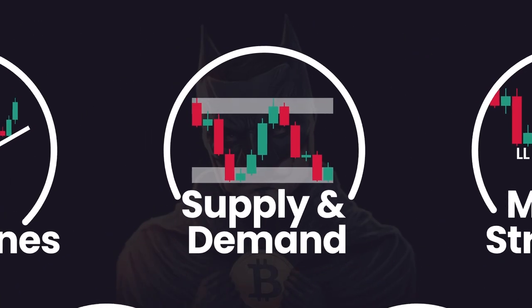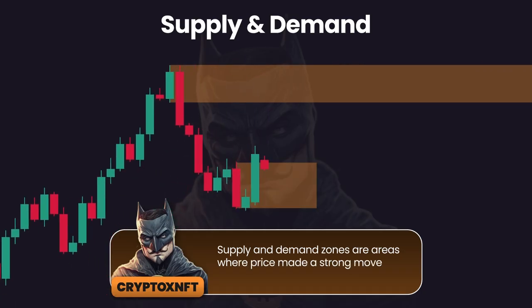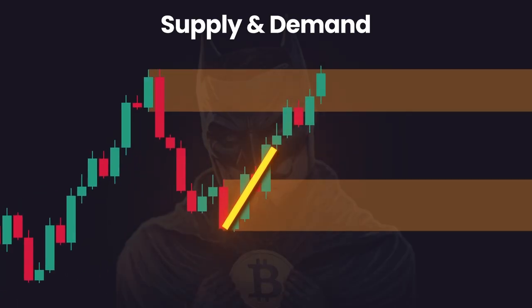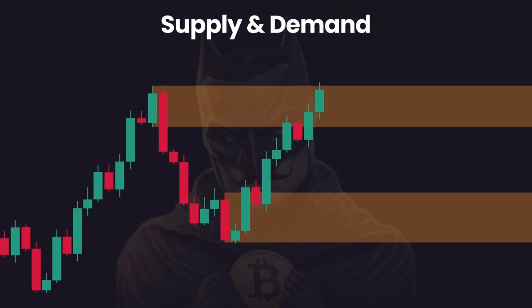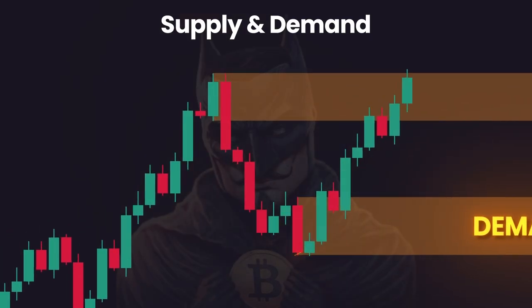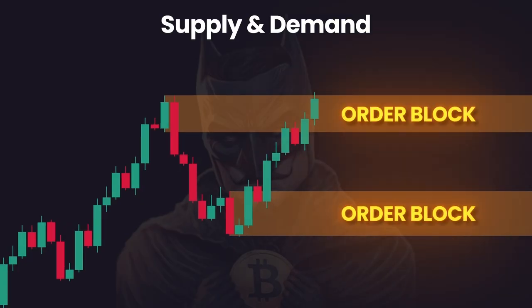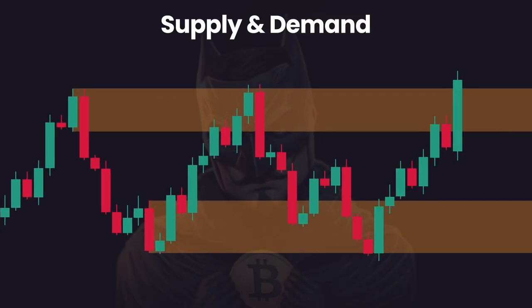Supply and demand. Supply and demand zones are areas where price made a strong move away from a level. If price exploded upward from a zone, that area may later act as demand. If price dropped aggressively from a zone, that area may later act as supply. Many traders also refer to these zones as order blocks. Just like support and resistance, these areas are often treated as important zones where price may react again.